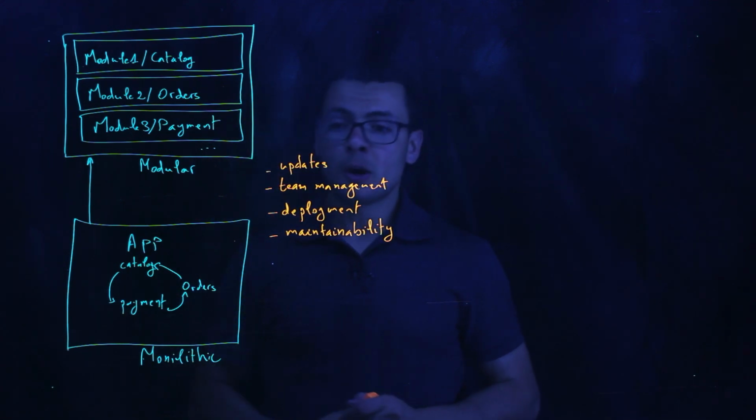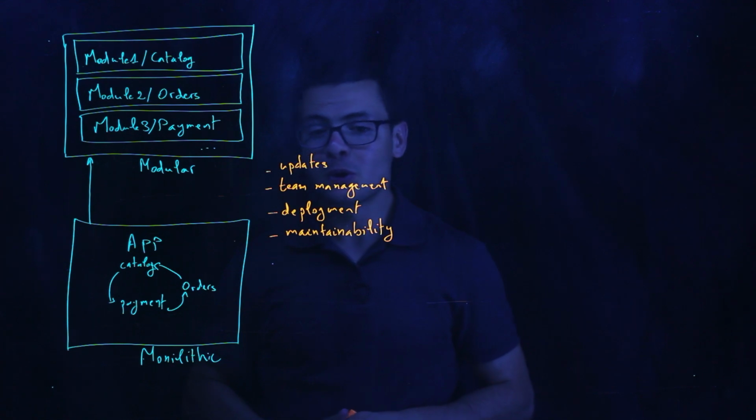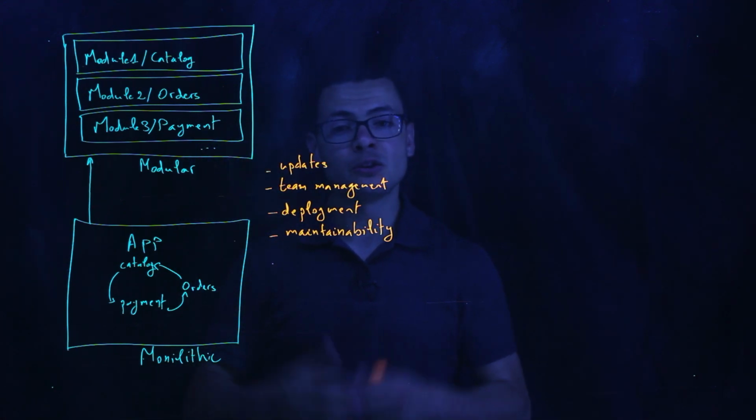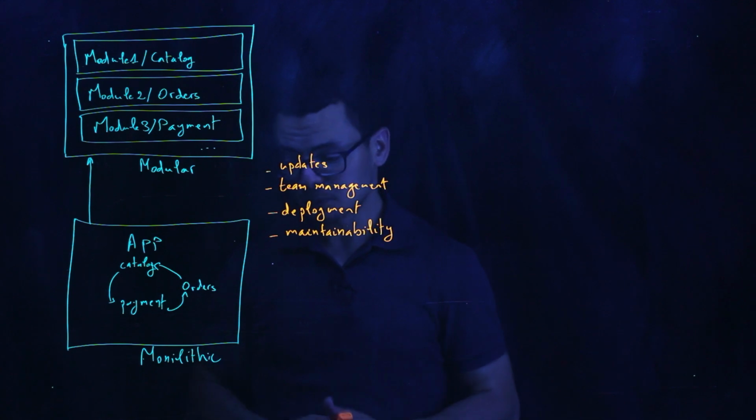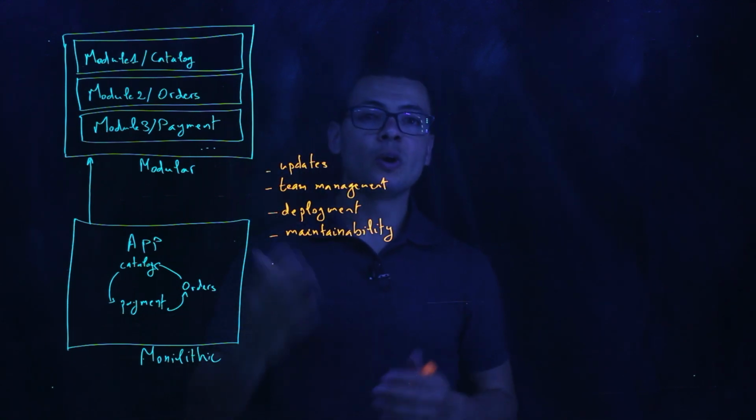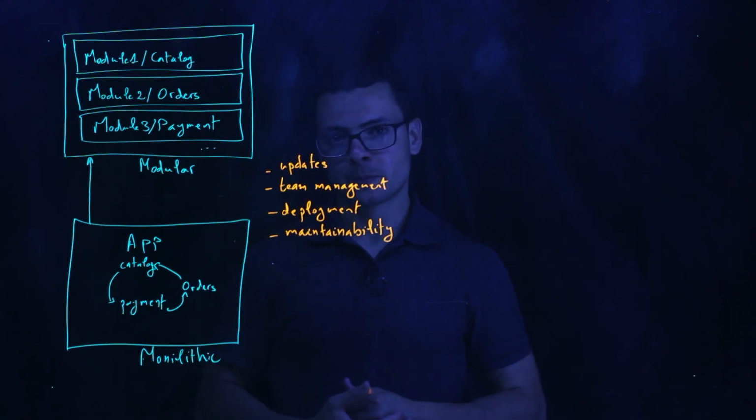So with those cons, we want to solve those different problems. How can we innovate faster, how can we deploy faster, how can we add features so easily, how can we make the team management easier to do. And here is where microservices comes into play.